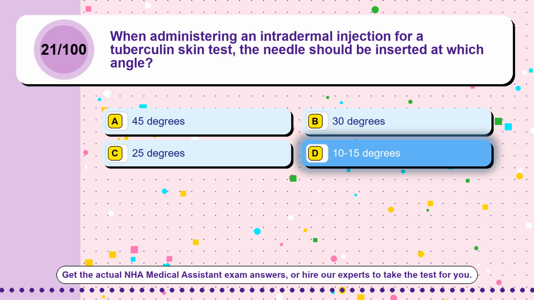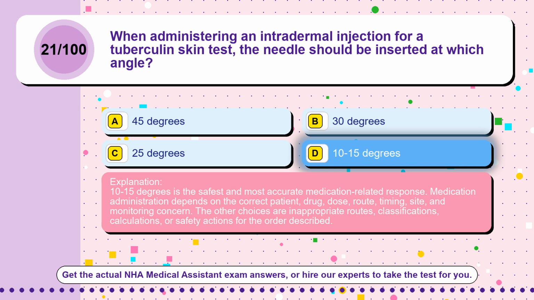The correct answer is option D, 10 to 15 degrees. 10 to 15 degrees is the safest and most accurate medication-related response. Medication administration depends on the correct patient, drug, dose, route, timing, site, and monitoring concern. The other choices are inappropriate routes, classifications, calculations, or safety actions for the order described.